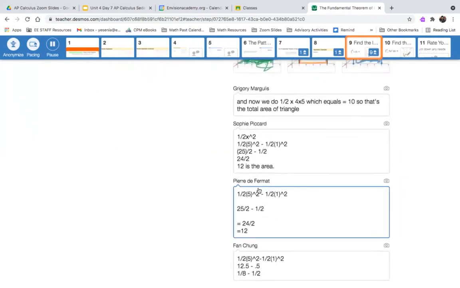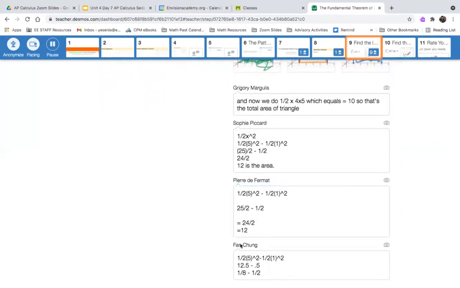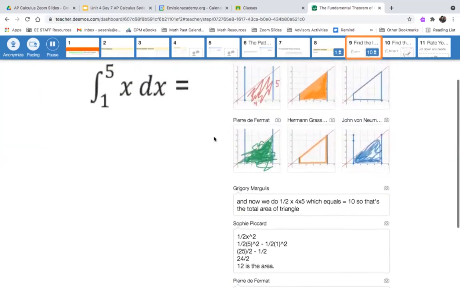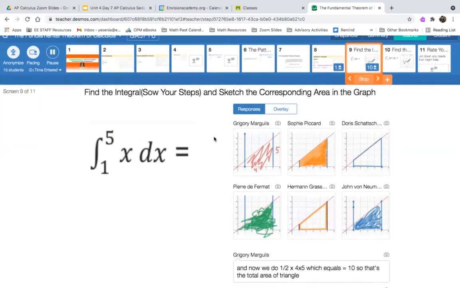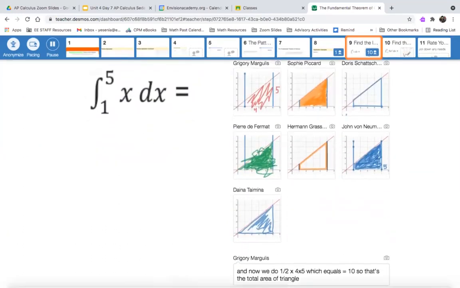So I see Pierre de Fermat right here also used the antiderivative method. And Fan Chung down here started to use that. I think there was a conversion of decimals. Whatever helps. If you want to keep it as decimals, go ahead. Try and see if you also get 12, because I do see 12 coming up. So I wonder why Gregory got 10. So let me go ahead and give you all some time to finish up your sketch. So try this out.